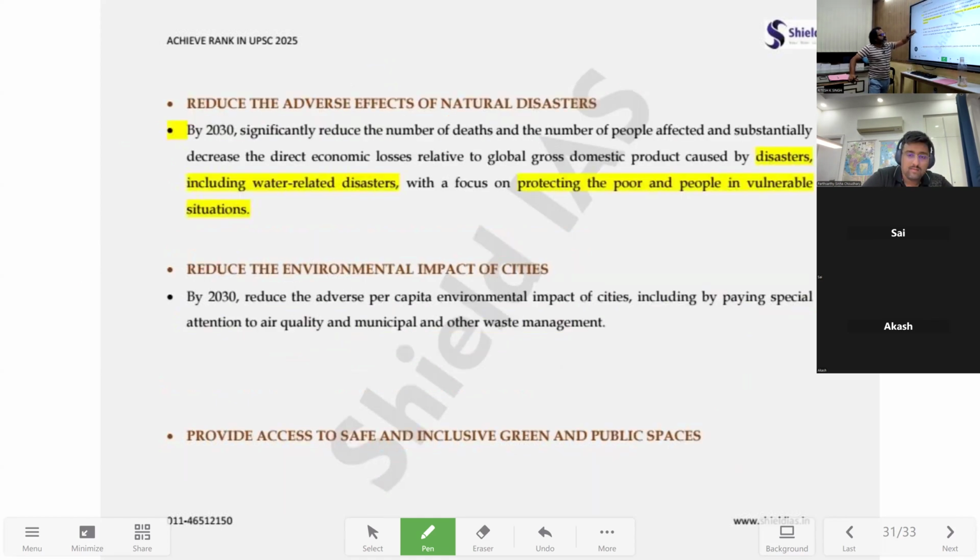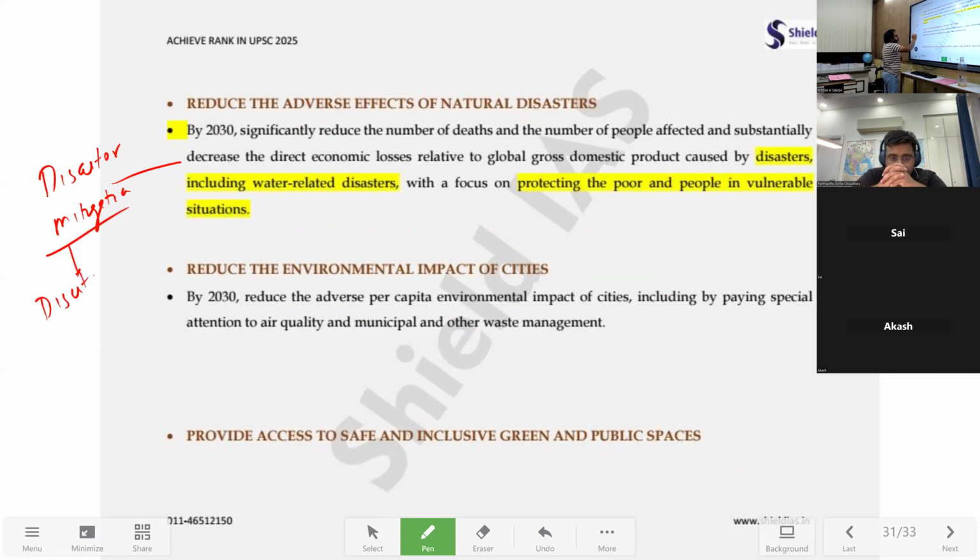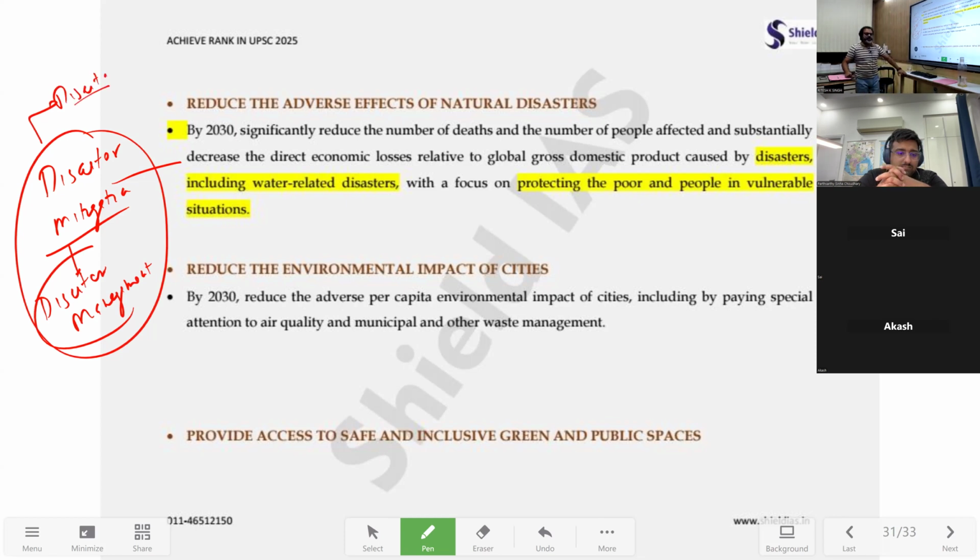Now, reduce the adverse effects of natural disasters on the communities and the cities. So what do we need to improve? Disaster mitigation practices. First of all, mitigate, reduce, and then in case of disaster, disaster management also. How to manage the disaster will be discussed in the disaster topic, in disaster management and mitigation practices. One more thing, in this there were case studies also being asked. Disaster is there, how the governance system should be responding, how the community should be responding, what should be their role?